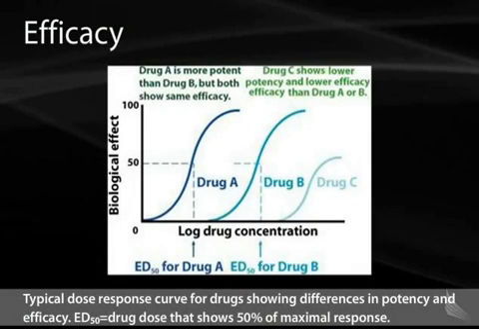Here's another chart that compares effect versus concentration. And remember, the effect can be many things based on which drug you're talking about. For example, the biological effect could be killing off of bacteria in the case of antibiotics, stopping seizures in the case of antiepileptics. And as you can see, as the concentration of the drug increases, drug A is more potent than drug B.